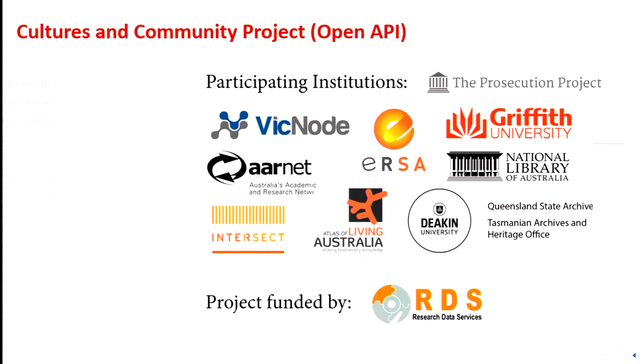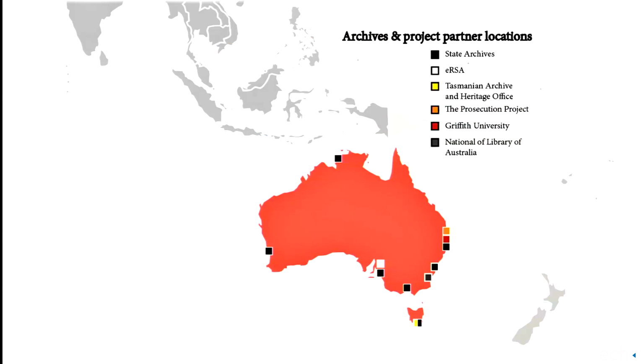So I talked to you about the Cultures and Community Project. So I've put up here on the slide the participating institutions. So plenty of great key partners that we have available. Just a special mention there to URSA, eResearch South Australia. They're actually leading the project for us, and it's been a really great collaborative effort so far, and I'm sure that's going to continue. Okay, so the archives in the partner locations. As you can see, they're all just around Australia, and we've just marked out the key ones there being Tahoe and Prosecutions Project and URSA.